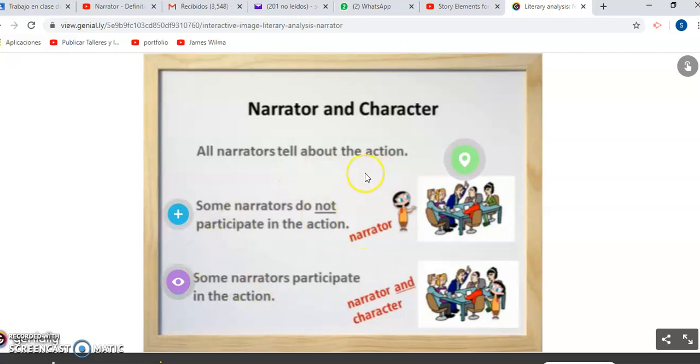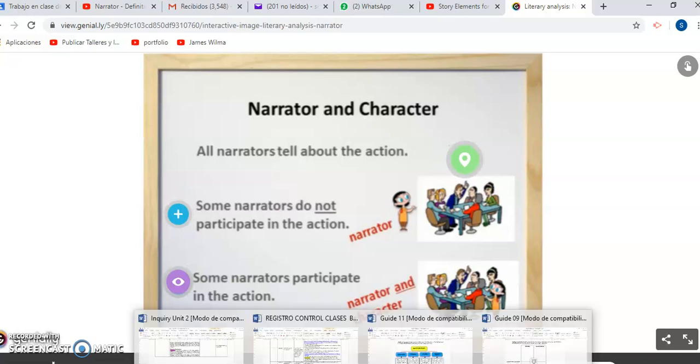And dear students, those are the three important elements that you must take into account when you are going to talk about the narrator. I hope it was clear, and let's continue with the second part.